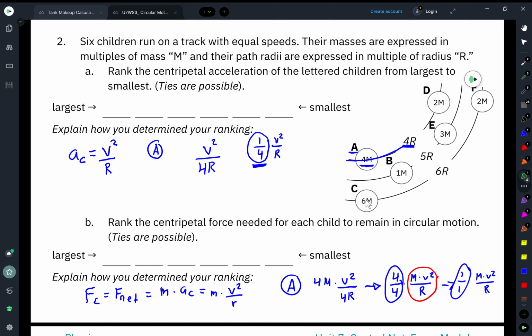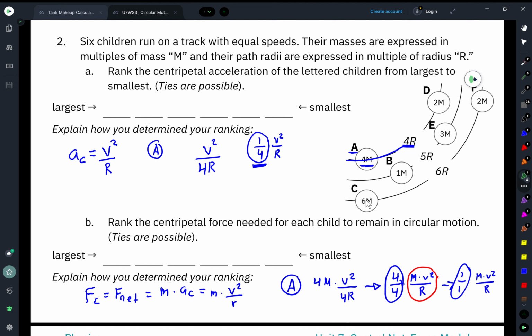Now, what I have up here in the blue font is the equation for our centripetal acceleration. It is our tangential velocity, or the speed, squared, divided by the radius. And then to the right of that, that's where we solved for the centripetal acceleration for A. Because they have a radius of 4r, I put that on the denominator. We weren't told anything about their tangential velocity, so we just left that as v squared.